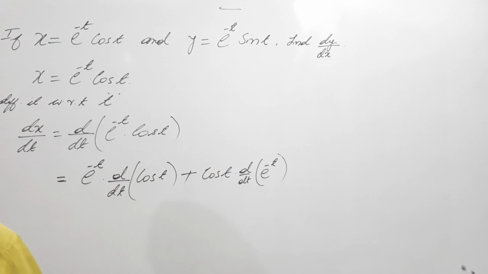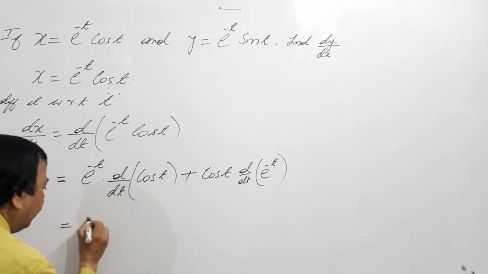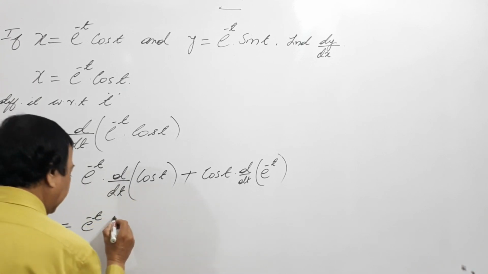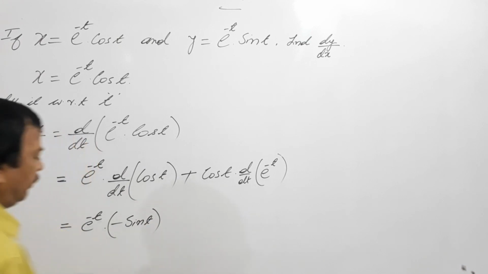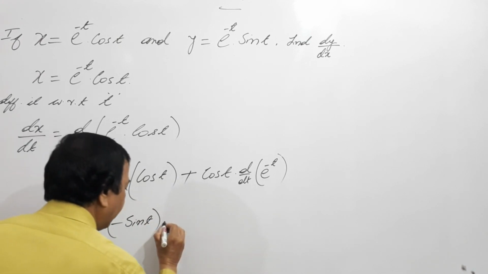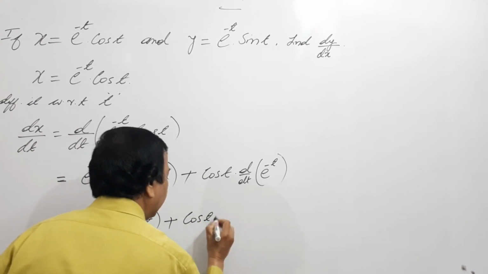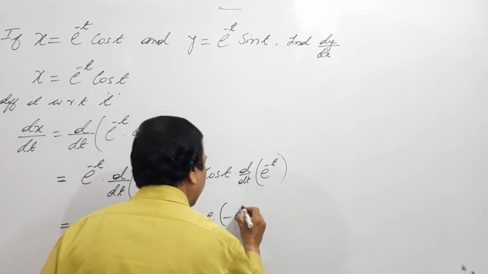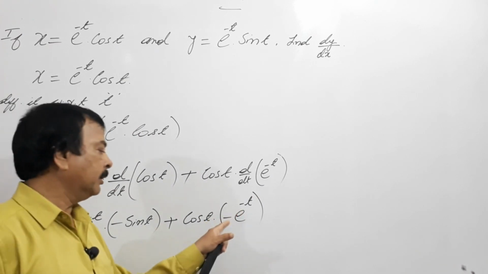What happens here? This equals e to the power of minus t, d by dx of cos t is minus sin t, so this becomes minus sin t plus cos t, retain it as it is, cos t into d by dx of t. This becomes what? Minus e to the power of minus t. So this minus sign should come.